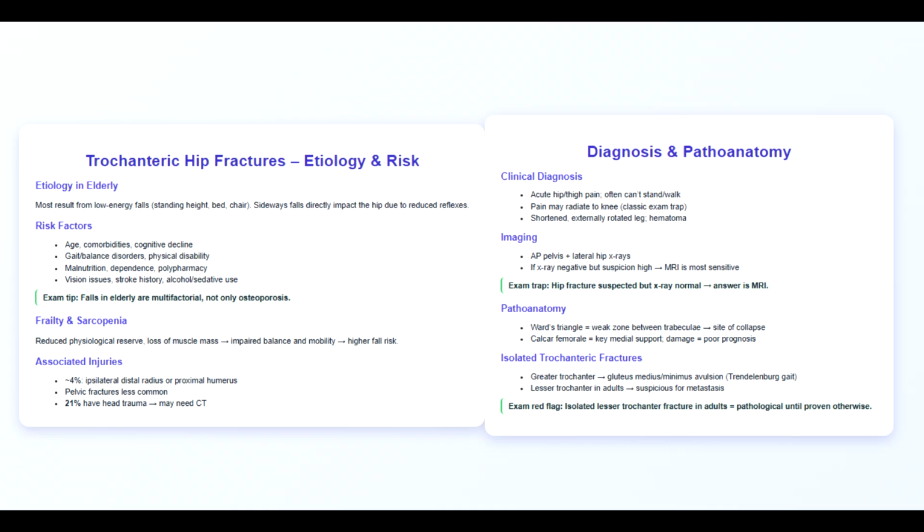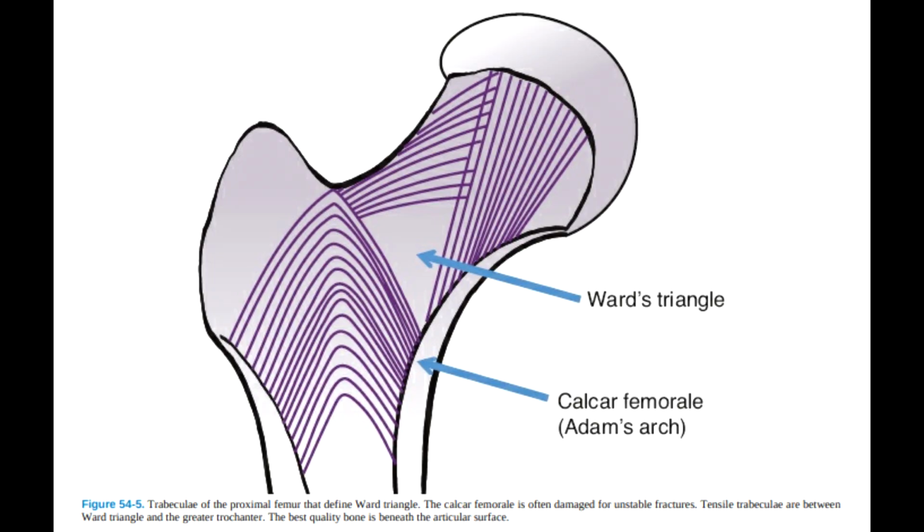Now let's discuss the pathoanatomy of trochanteric fractures. The proximal femur is unique because it contains both cancellous and cortical bone, making it strong yet vulnerable depending on the direction of the applied forces. A critical region here is Ward's triangle, shown in figure 54.5. Ward's triangle is an area of relative weakness between bundles of trabeculae. It is often the site where unstable fractures propagate.